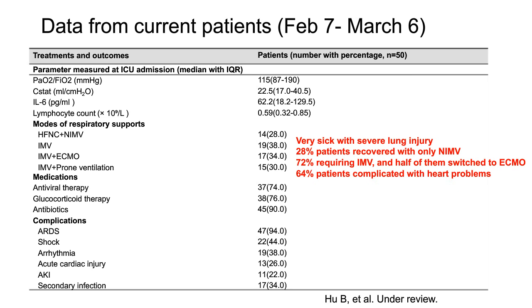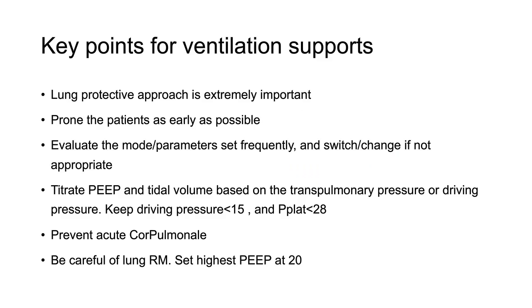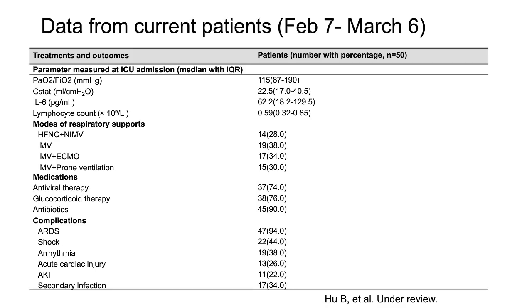And also the complications are quite severe compared to the patients in the first line. For ARDS, almost 90% of the patients develop ARDS, and almost 70% of the patients have cardiac problems. 22% of patients have kidney injury. 40% of the patients are complicated with shock.